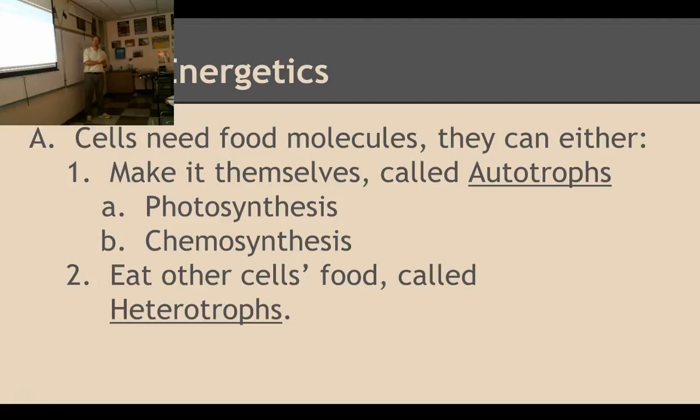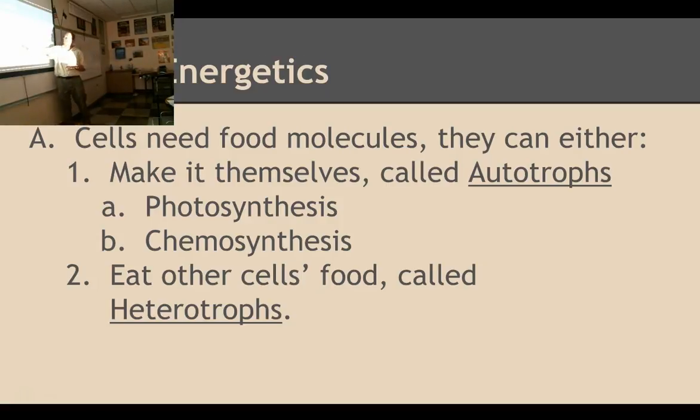And so things of that nature would be any of your plant foods that you eat, or any plants even if you don't eat it. They're photosynthetic autotrophs. Algae are photosynthetic autotrophs. Lots of bacteria are photosynthetic autotrophs.